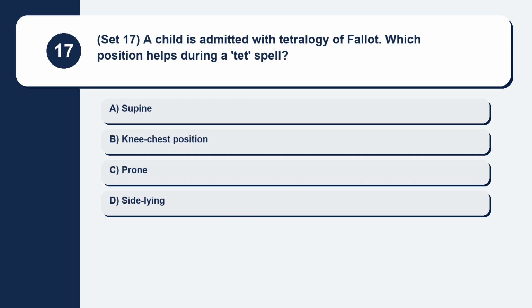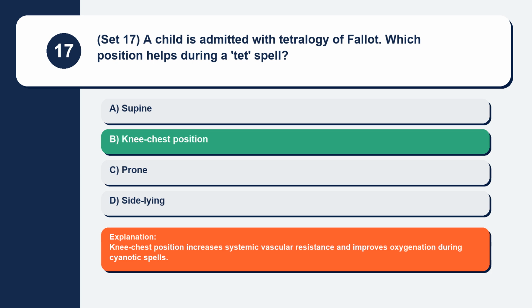Question 17. Set 17. A child is admitted with tetralogy of Fallot. Which position helps during a TET spell? Supine, knee chest position, prone, side lying. Knee chest position increases systemic vascular resistance and improves oxygenation during cyanotic spells.